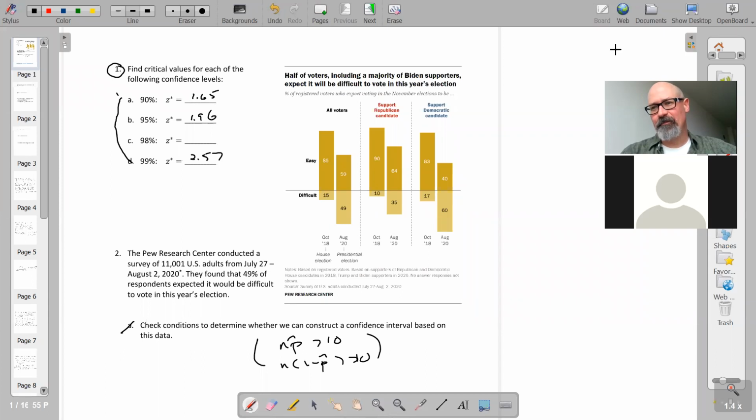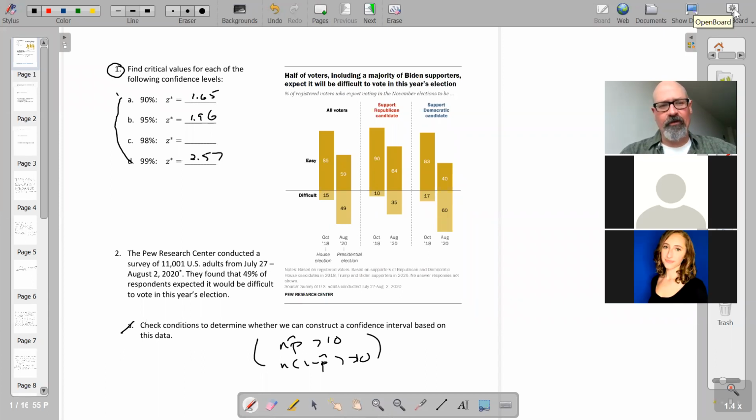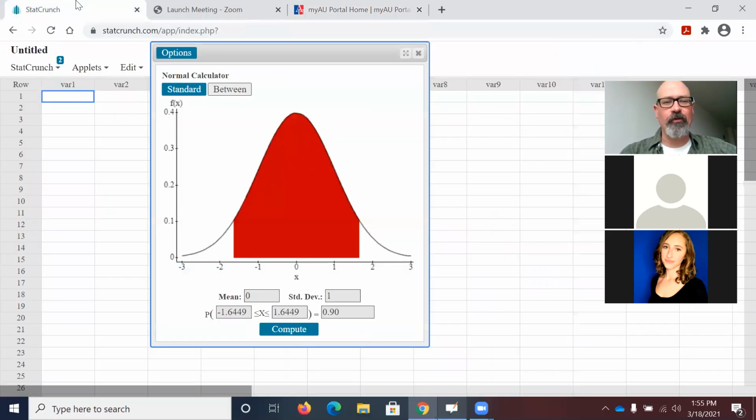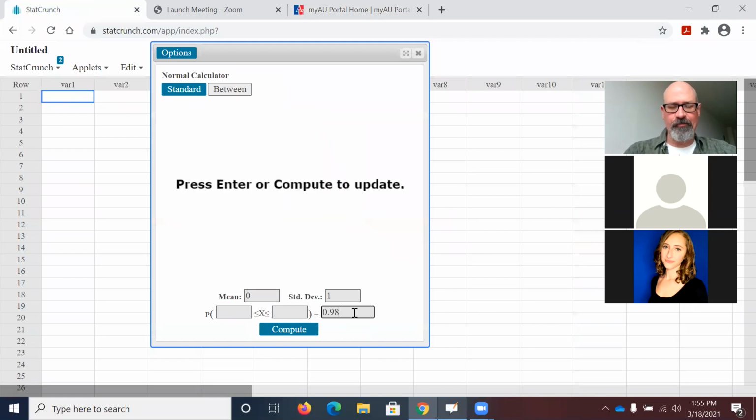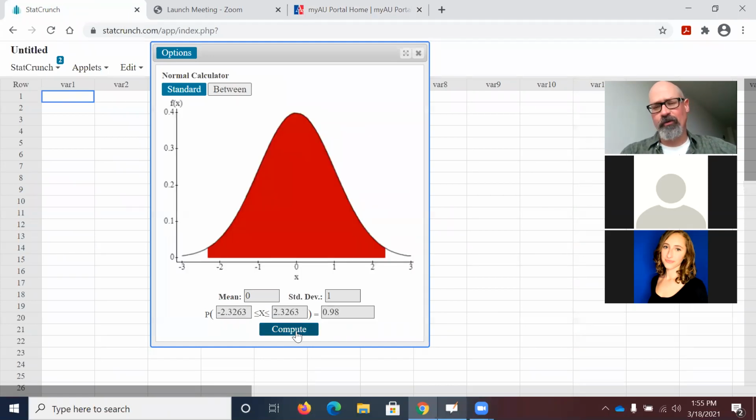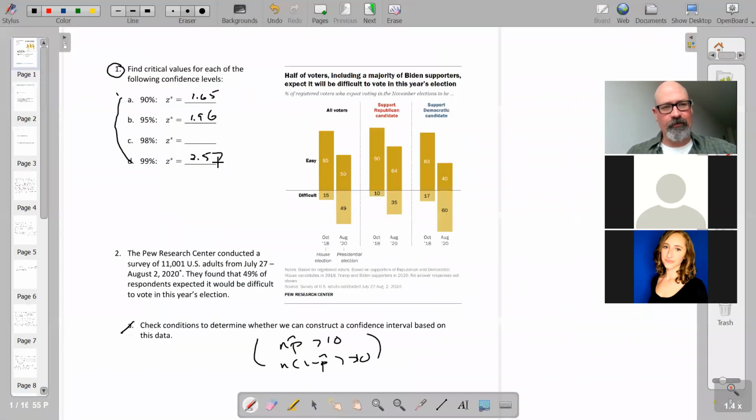Yep. Okay. One final calculation, the 98% confidence level. Let's go to Statcrunch. You play the same game. You simply switch this to 0.98, and you get a critical value of 2.33. Yeah, it seems about right. So let's write that down here.